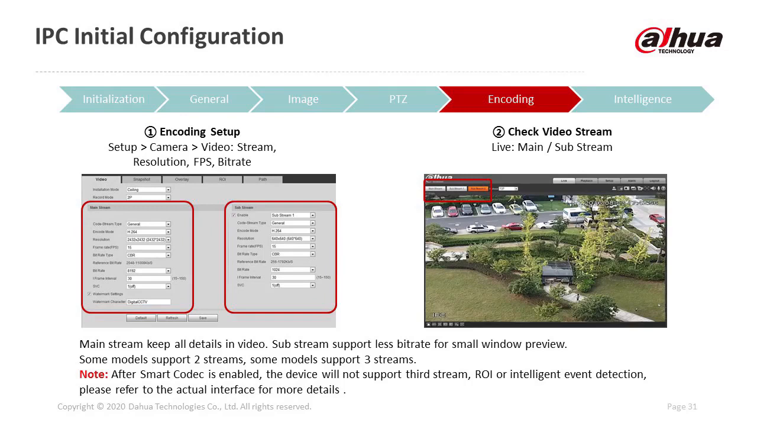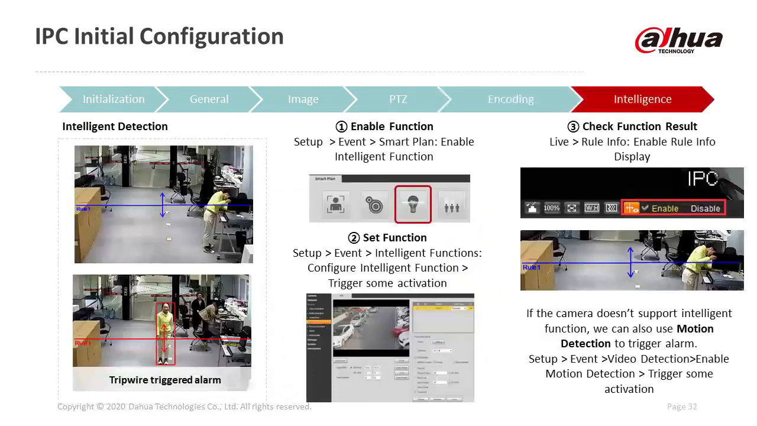Note: after smart codec is enabled, the device will not support third stream, ROI or intelligent event detection. Please refer to the actual interface for more details. The intelligent function setting can be generally divided into 3 parts. For the intelligent IPC, if you want to use the intelligent functions, you need to enable Smart Plan first. Second, configure intelligent function and trigger some activation.